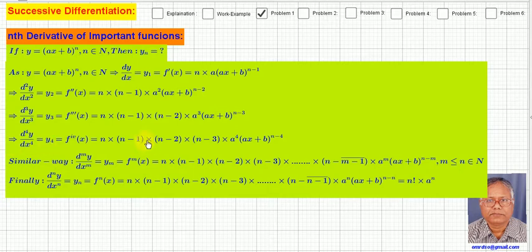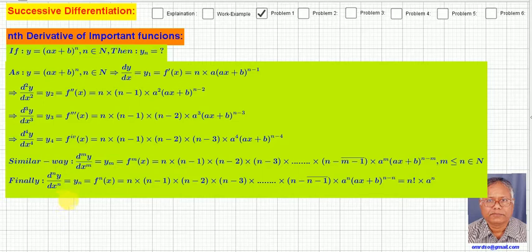Similarly, the fourth derivative is n into n minus 1 into n minus 2 into n minus 3, a to the power 4, into ax plus b to the power n minus 4. So the mth derivative ym is equal to n into n minus 1, n minus 2, n minus 3, into n minus m minus 1. I am following the pattern. Here it is 4, so here it is 4, but here it is 3. Similarly, a to the power m, and n minus m minus 1, where m is less than or equal to n, n belonging to the natural numbers.